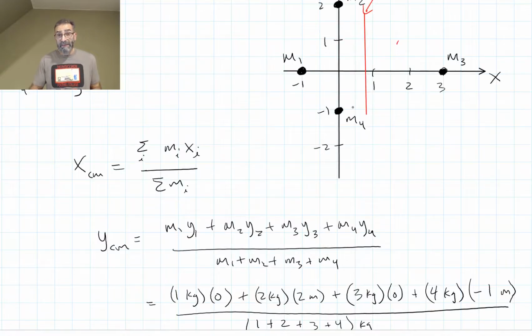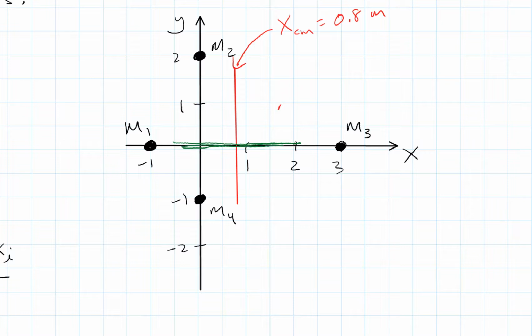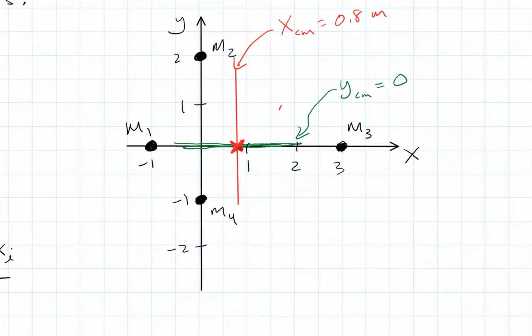If I look back at my coordinate system, I see somewhere on this green line is the y center of mass. And where these two intersect, that's my center of mass of the system. So the center of mass is equal to 0.8 meters, 0.